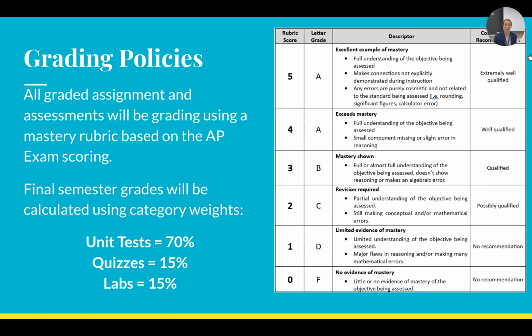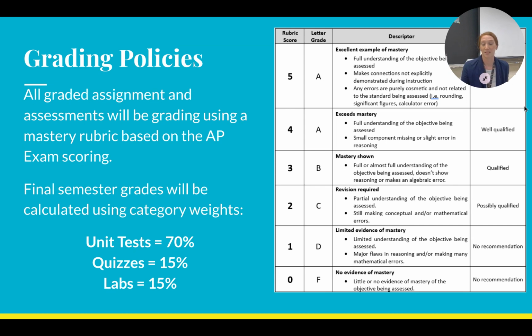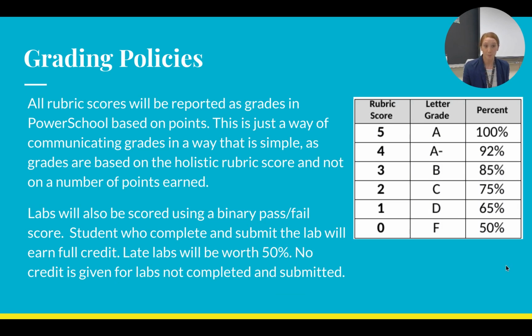Those scores are entered in PowerSchool and correspond with letter grades as you see here. The overall semester grade is going to come from 70% from our unit test scores, 15% from quizzes, and 15% from labs. Here is how those AP rubric scores will be communicated in PowerSchool and the percentages that go along with them. They're going to be just straight from here.